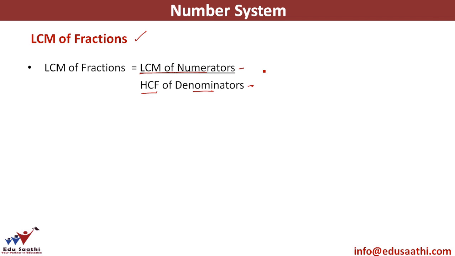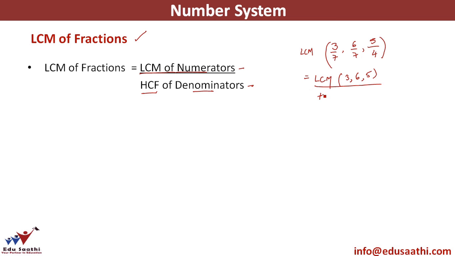That will be the LCM of fractions. So for example, let's look at 3 by 7, 6 by 7 and 5 by 4. If I have to find their LCM, LCM would be given by LCM of numerators. What are the numerators? 3, 6 and 5.